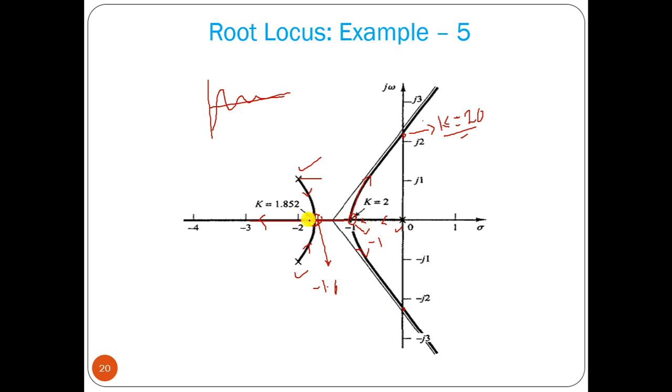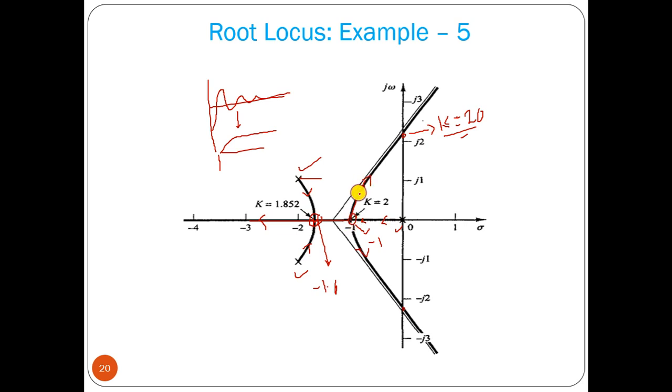Okay, that means at that time the system response changes from underdamped to overdamped. Now if this pole, one of the poles comes here, two poles come here, one goes here, another pole comes here, and then another pole comes here.